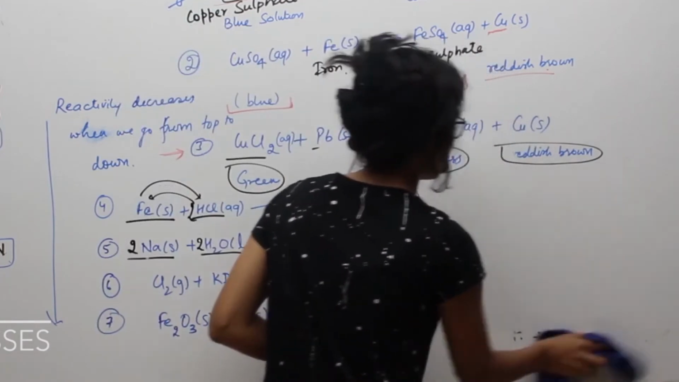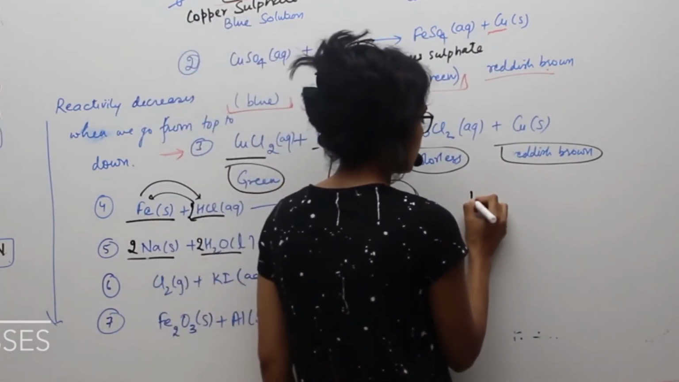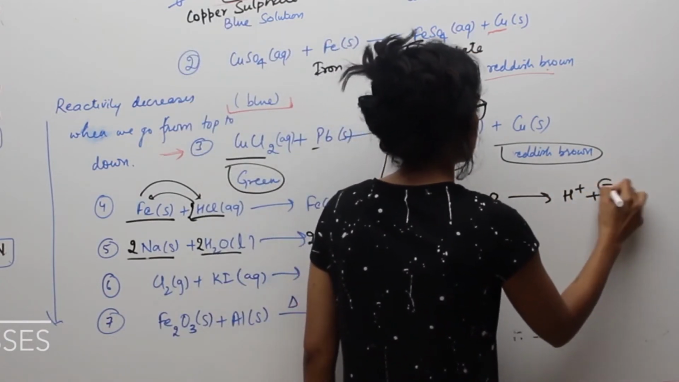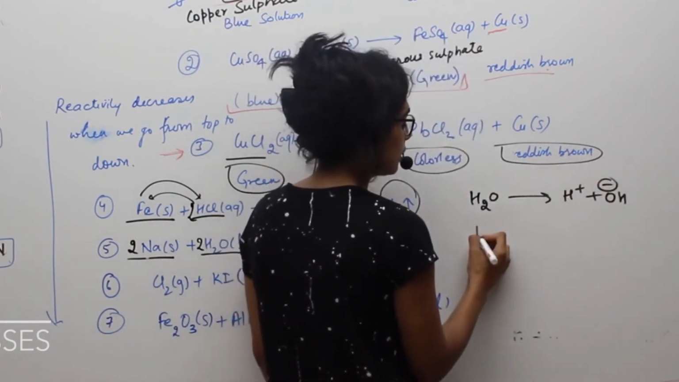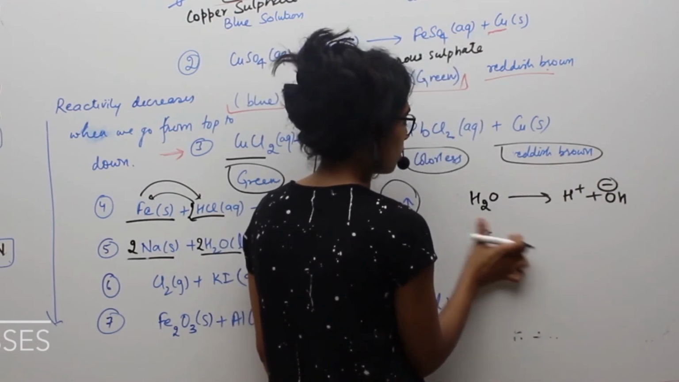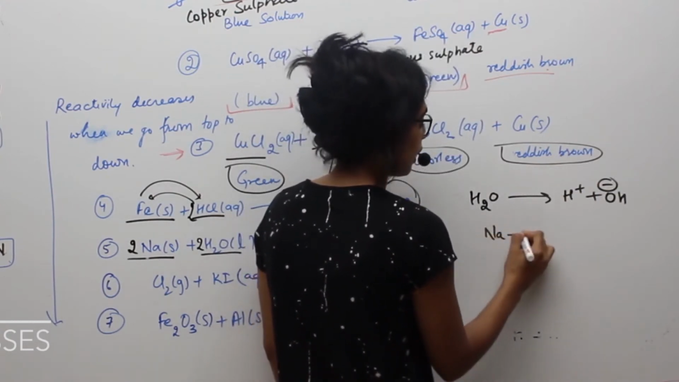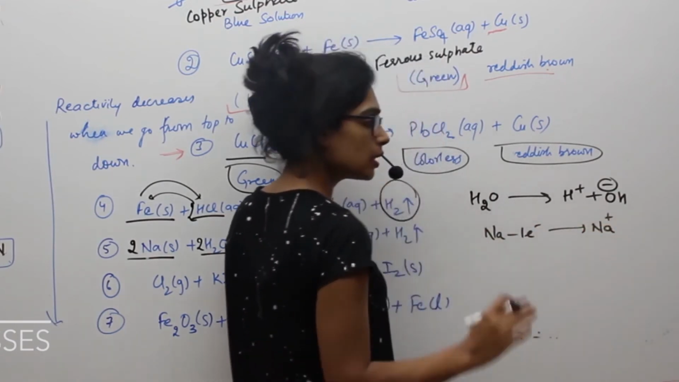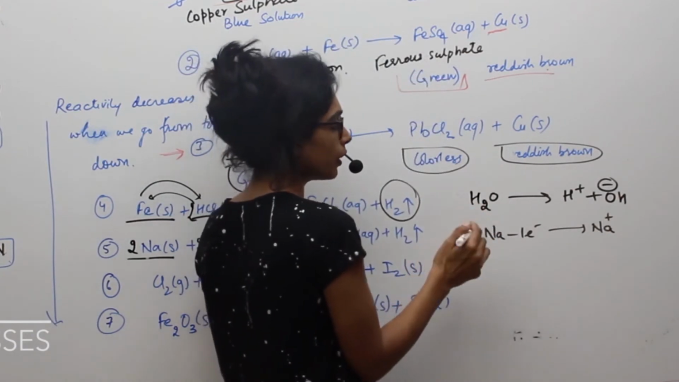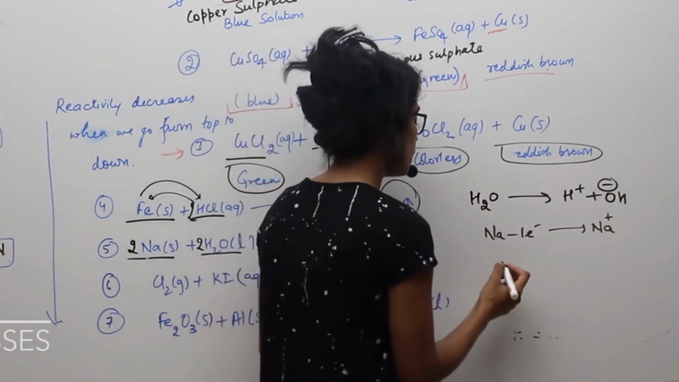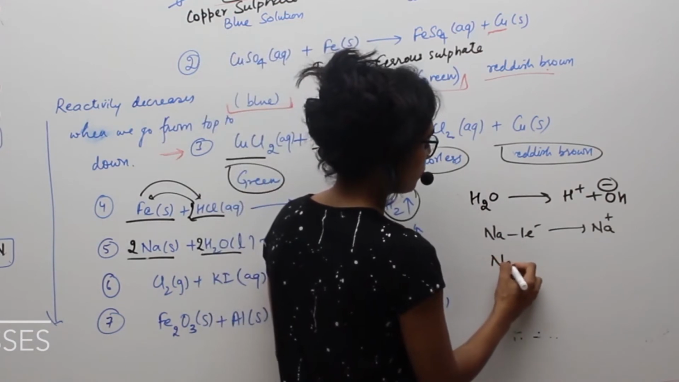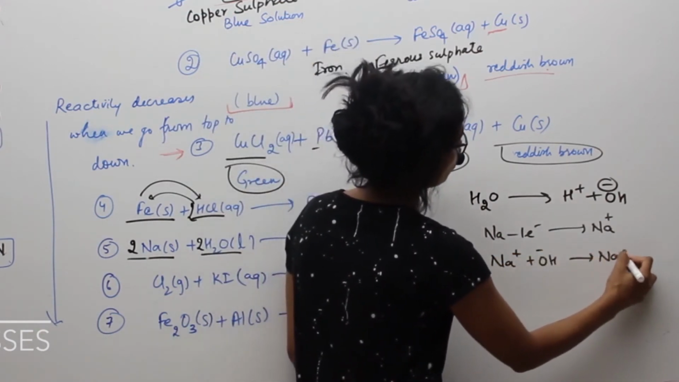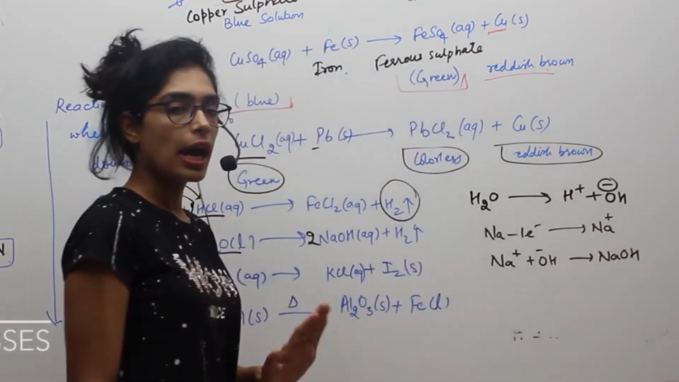Just look at it again very, very carefully. So I have taken H2O, which broke down into H plus and OH minus. Correct? And then I have taken Na, and Na lost one electron to become Na plus. Till now, we have not found any difficulty here. So now we will be talking about sodium reacting with OH minus and forming NaOH. Till here also no changes in the reaction at all.